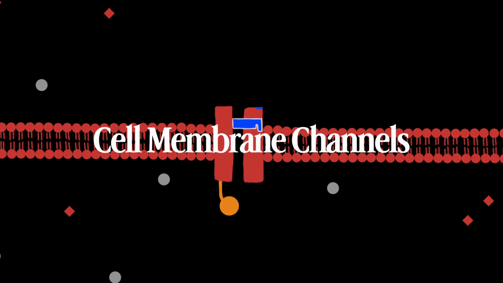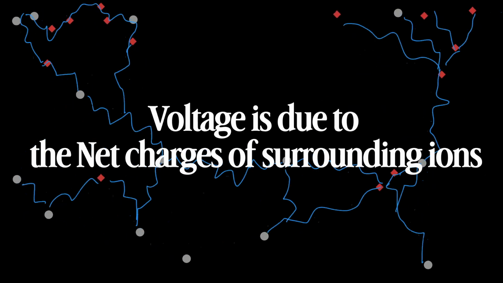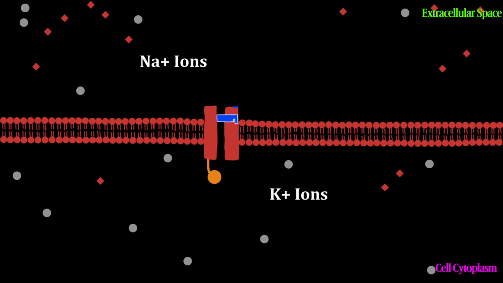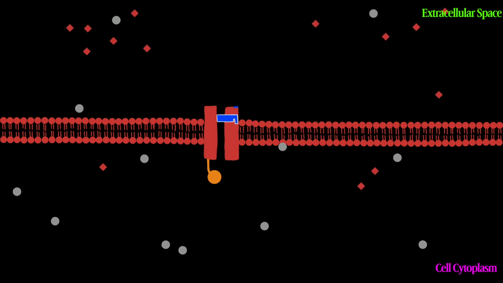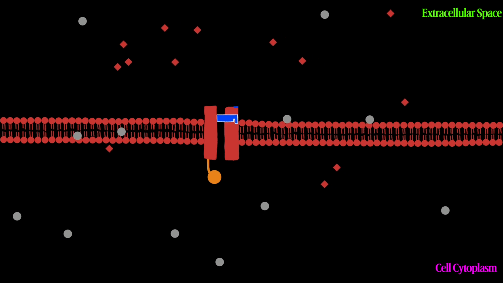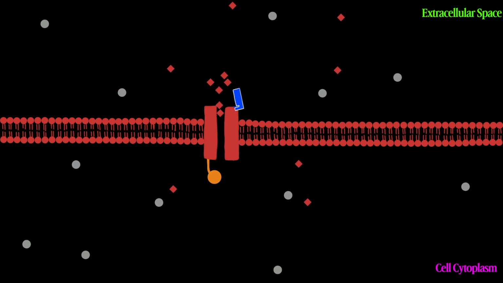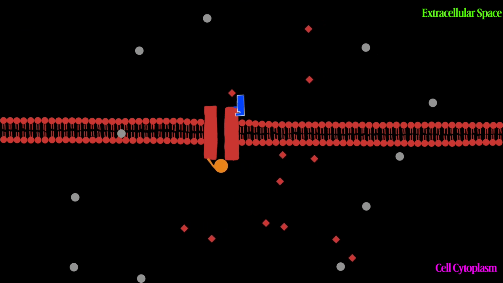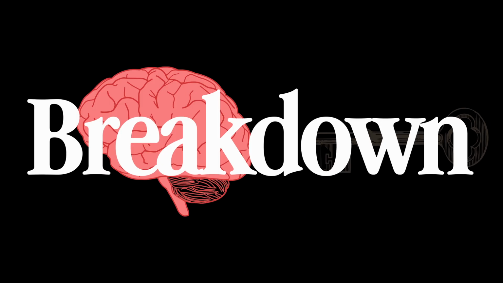Voltage-gated ion channels are cell membrane channels that are sensitive to the voltage around them. This voltage is a result of the net charges of all the nearby ions. Let's first watch the process entirely, and then we'll break it down. Alright, now it's time for the breakdown.